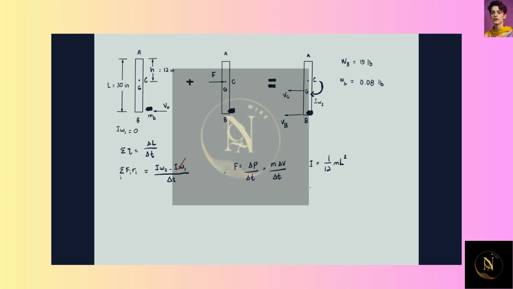Hence, our equation would be m_b v_o over delta t times L minus H, because with reference to the diagram, you will see that this is the distance of point B from point C.